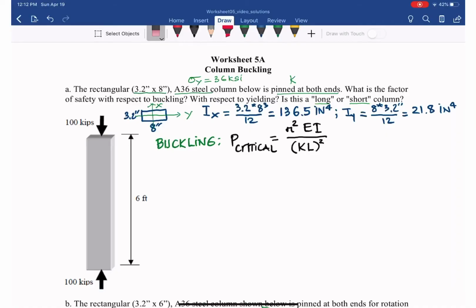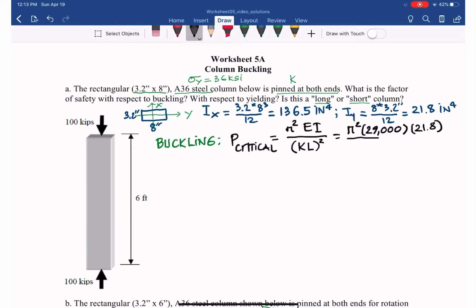So from that demonstration, we have to choose the Iy for the I in the critical load. For part A in worksheet 5A, both directions have a pin at both ends, which is the same end condition, or same support condition, in two directions. So with that, we have to select the smallest area moment of inertia. Now we can go ahead and determine the critical load here. Pi squared E, for steel, as I showed you, is 29,000 ksi. And then for the I, here I have to use Iy, so it is 21.8, and divide by K.